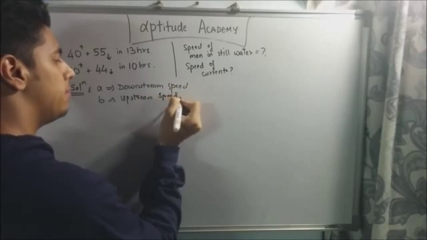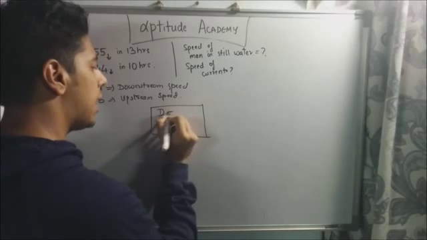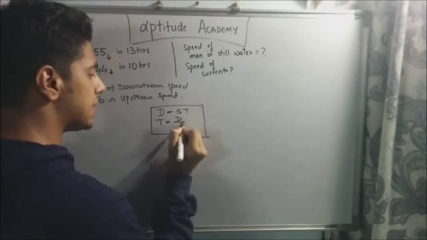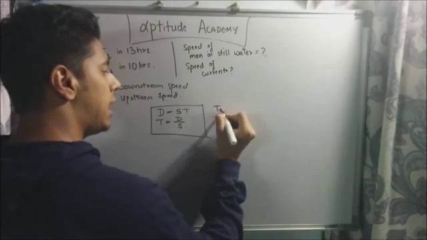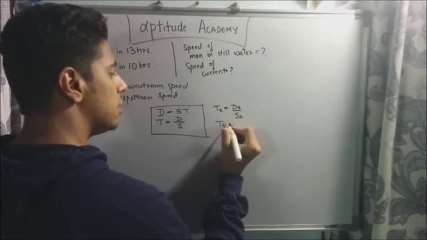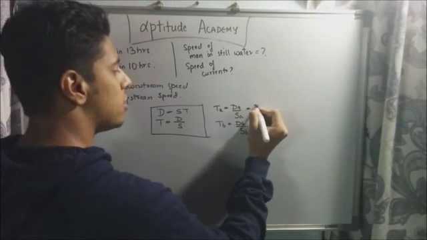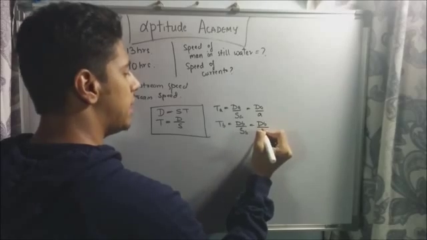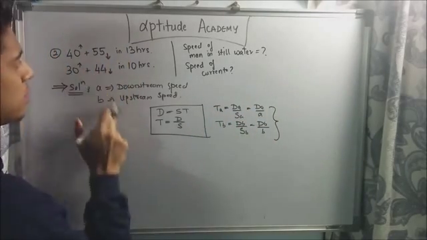Now, in the previous sum, I explained the distance formula, right? D is equal to S into T, or you can even write it as T is equal to D by S. So now for each of these equations, you could write TA is equal to dA by SA, or TB is equal to dB by SB. Now SA is already A, we already know that, and SB is B.